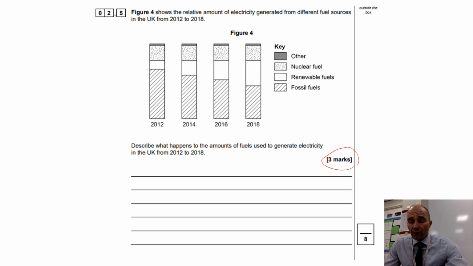Now there's 4 different types of fuels, or groups of fuels. So if you look at the fossil fuels, in 2012 it's way up here, 2018 it's down there. So the first observation is that the use of fossil fuels has gone down. We then look at the unshaded section, which are renewable fuels, and you can see that that is getting bigger every time. So our use of renewable fuels is increasing.